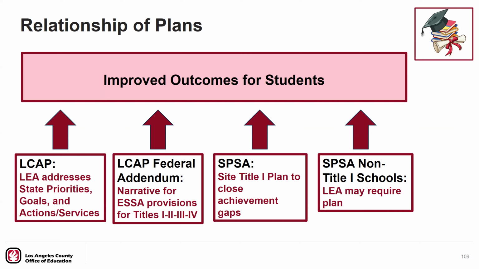The LCAP addresses state priorities, goals, and includes actions and services. The LCAP Federal Addendum addresses the federal provisions for Title I, II, III, and Title IV. And as you have heard today, the school plan for student achievement outlines how supplemental Title I funds are used to close achievement gaps. Though not required, some LEAs will have a non-Title I school develop a SIPSA plan in order to close the achievement gaps at those non-Title I schools.